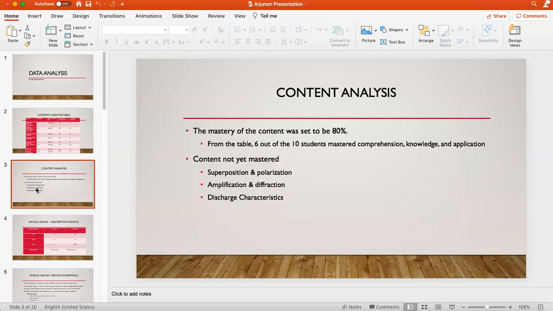Content analysis. The mastery of the content was set to be 80%. From the table, it shows that 6 out of the 10 students mastered comprehension, knowledge, and application. However, the table also showed that some of the areas that were not mastered were superposition and polarization, application and diffraction, discharge characteristics.